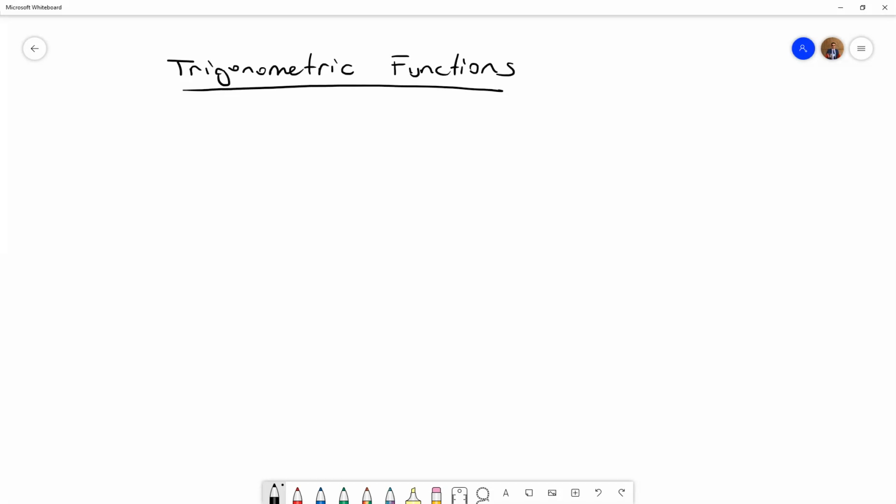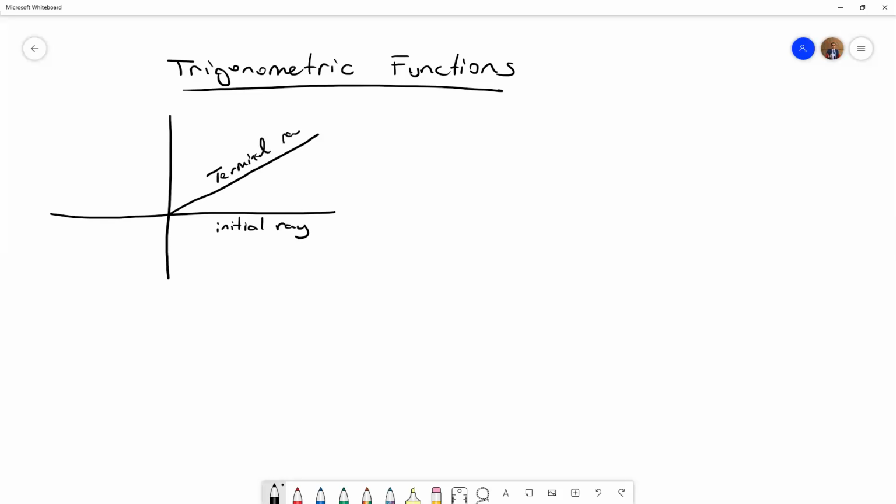First of all, we have to know that this one is the initial ray and this one is the terminal ray, and we can measure this angle. So this is a positive measure.